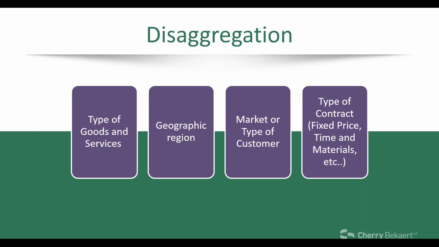And then finally, disaggregation. For exchange transactions, you're going to have to disaggregate your disclosure by type of good or service. If there are geographic regions that it relates to, or market or types of customers, types of contracts, whether they're fixed price or time and materials, or if you have any contingencies, all of these things are now part of the disclosures under Topic 606.